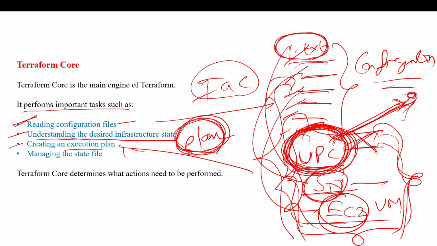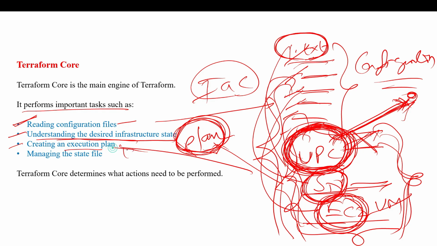This plan file will contain information like, okay, this VPC is already there, so I am going to skip this one. This subnet is not there, so I will create this one. This EC2 machine is not there, so I will create this. So it will create a plan file which you can review anytime before doing the execution.